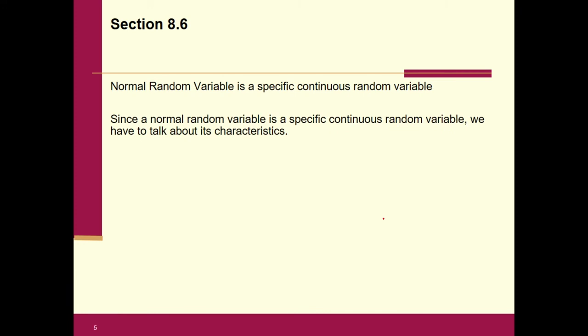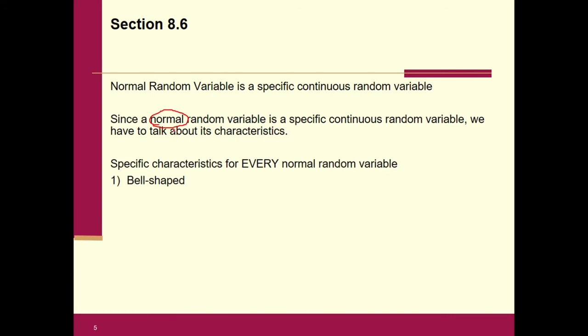And since a normal random variable is a specific continuous one, we have to talk about its characteristics. Remember, we talked about a binomial, and there were four very specific things that would create a binomial experiment, which in turn would create a binomial random variable. Well, what are the characteristics that make up a normal random variable? This applies to every normal random variable.